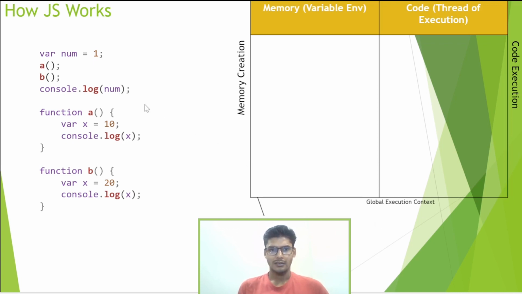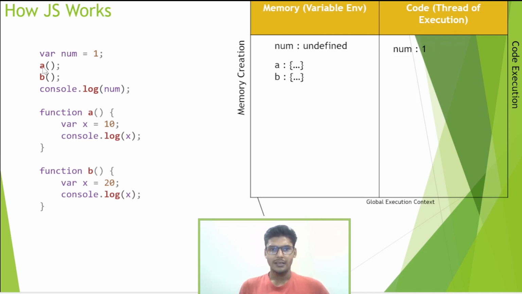Now what next? It starts compiling from top to bottom. It creates the memory for this number, and memory for these functions. So number is assigned the special value undefined, as you know, and a and b are both functions, so the whole function code is inside the memory block for a and b. Now in the code execution phase, first step, the number will be assigned 1 and this undefined will be replaced by the value 1.